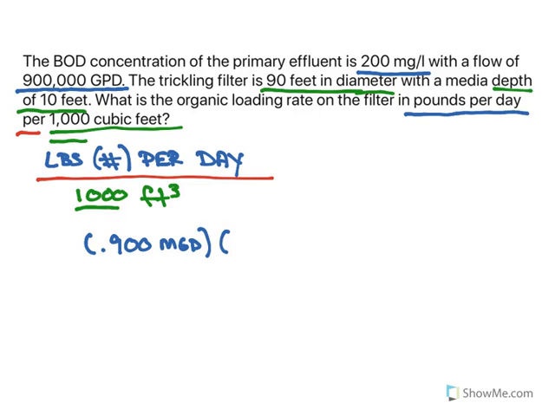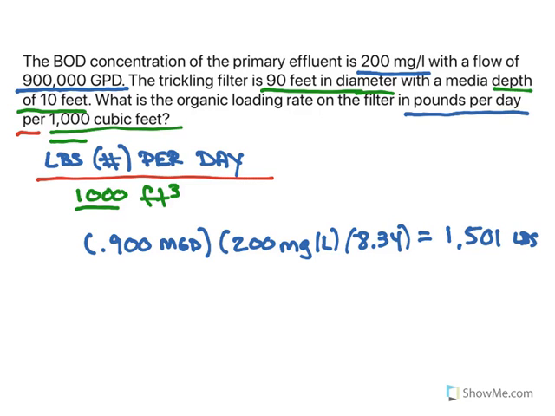So 0.900 or 0.9 million gallons per day times 200 milligrams per liter times our constant of 8.34. If we multiply that all the way out, 0.9 times 200 times 8.34, we're going to get a number in pounds, which when I multiply it out comes out to 1,501. So 1,501 pounds.